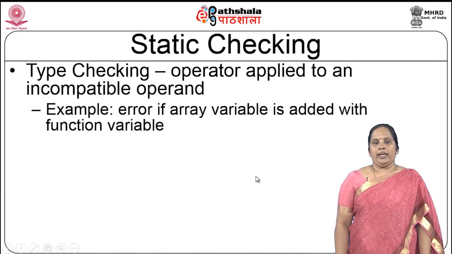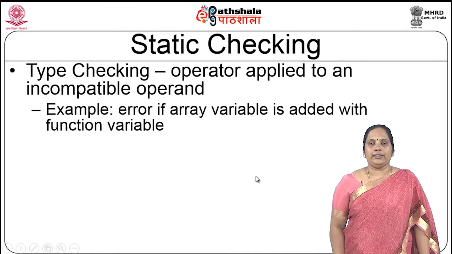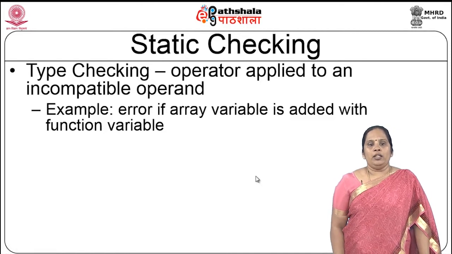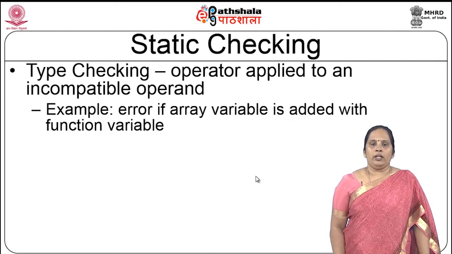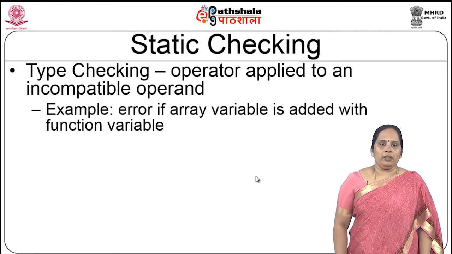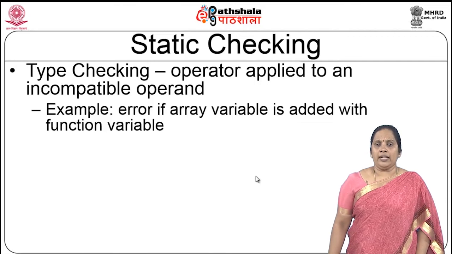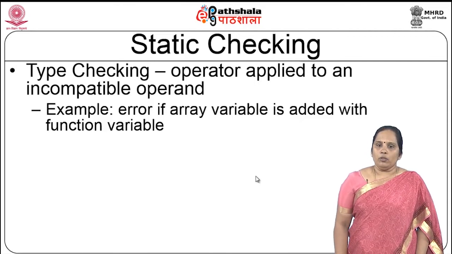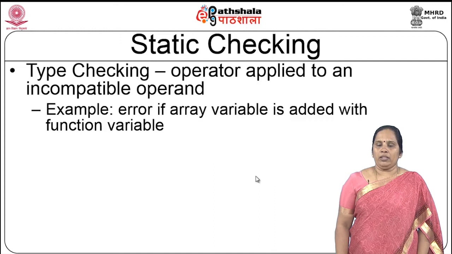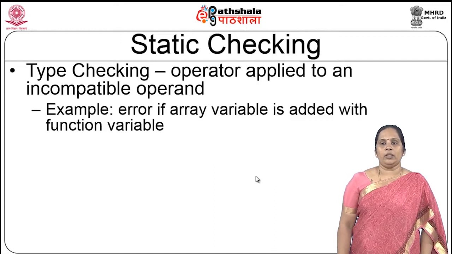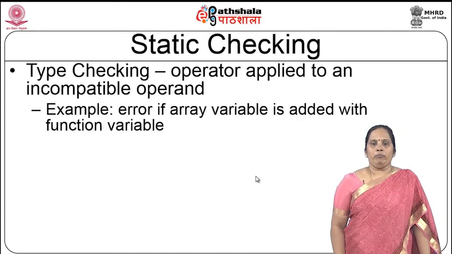So for static checking, we have 4 types of checks. The first one is type checking, which is very essential compared to all the others. The other kinds of checking can be done by the programmer himself or herself, but type checking is done by the compiler. The other kinds of static checks are also validated by the semantic phase, but that is a very simple task in comparison with the type checking that has to be performed by a compiler.